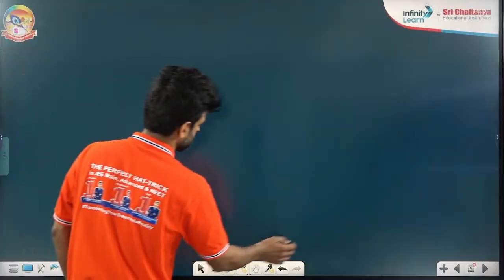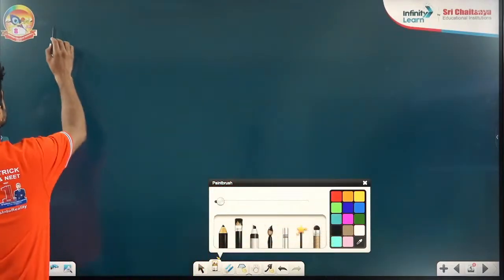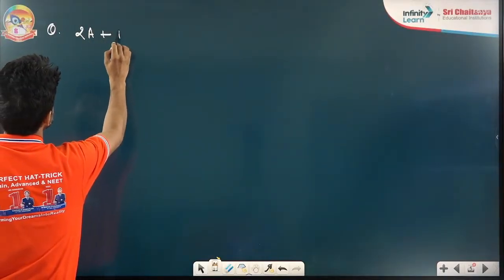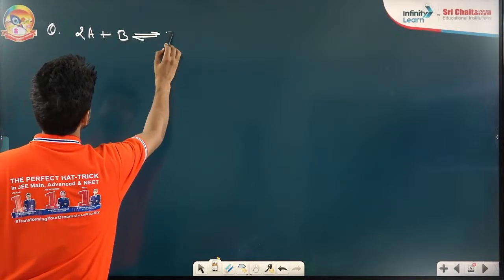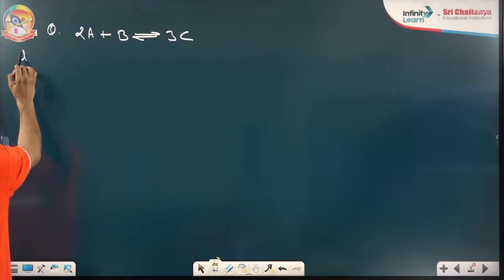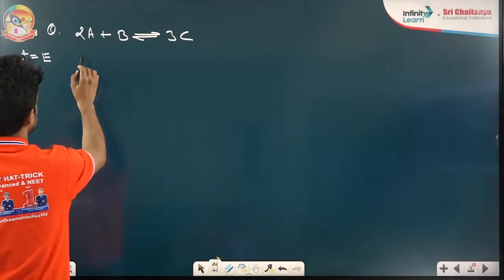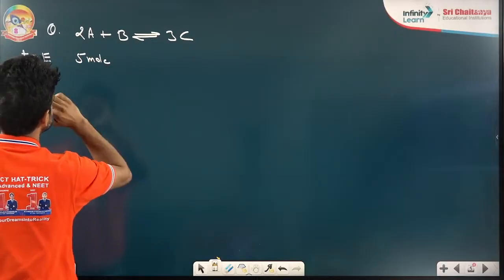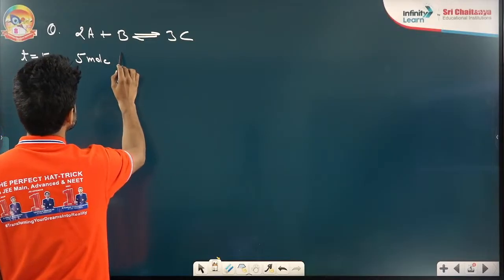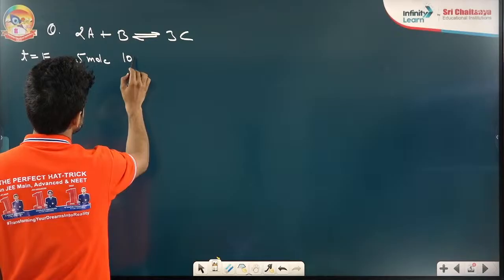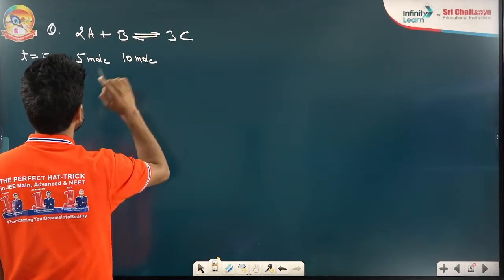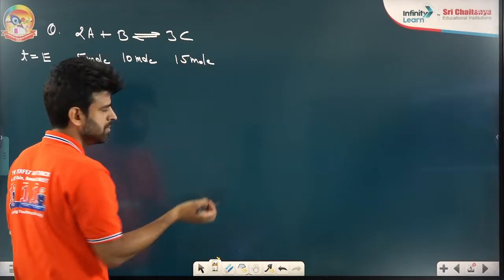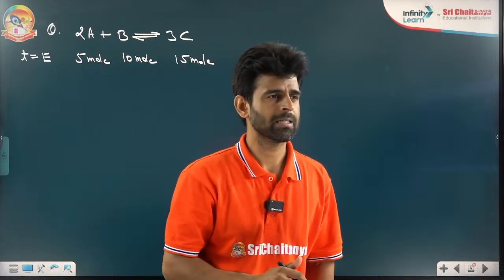So this is the question here. A simple one. Imagine here we have 2A plus B giving you 3C. It is a simple equation. At the time of equilibrium, imagine it is directly given to you, A has 5 moles, B has 10 moles, and C, imagine, 15 moles, whatever they give.